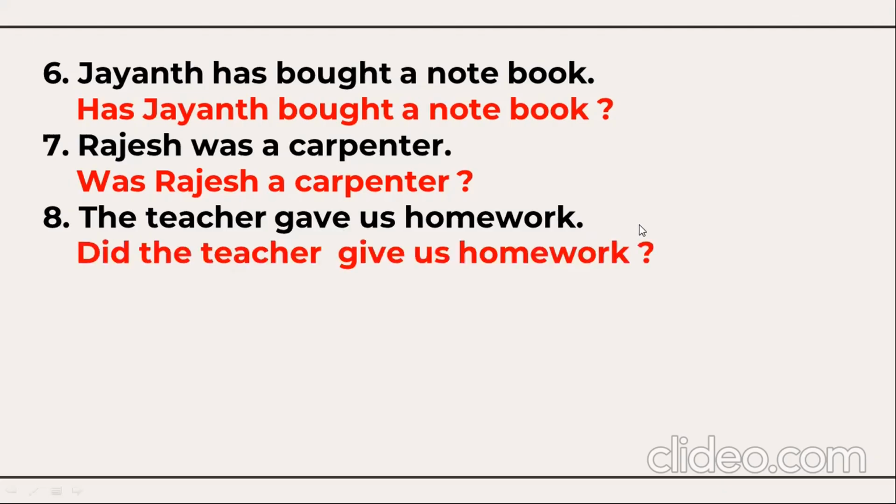So we'll start here. Did the teacher give us homework? Don't write gave us homework, it will be double past. So you need to convert this past tense action word or the main verb into the present tense. Did, subject the teacher, gave will become give, reverse method. Then: did the teacher give us homework? So this is a very important type of yes or no question.